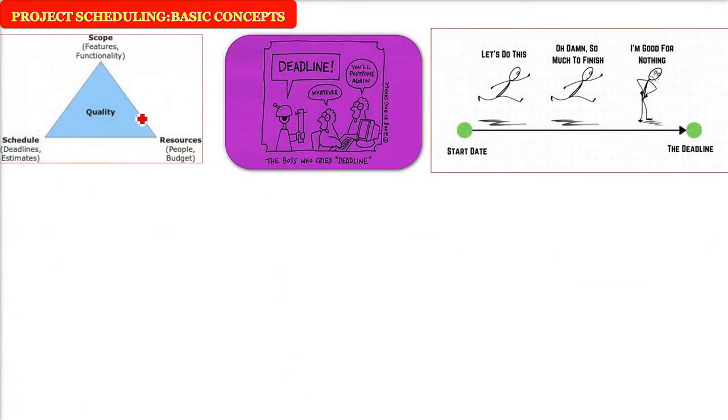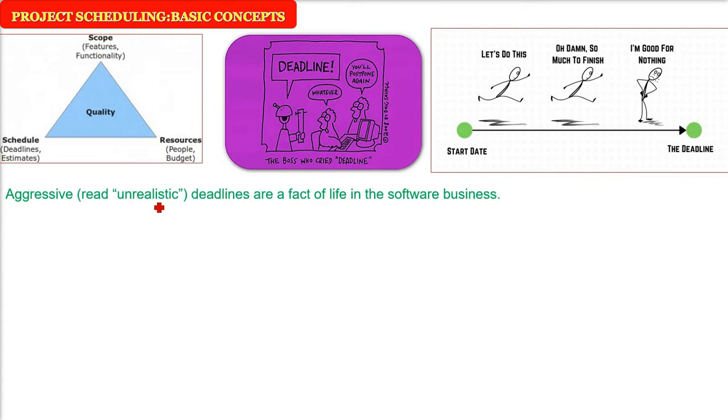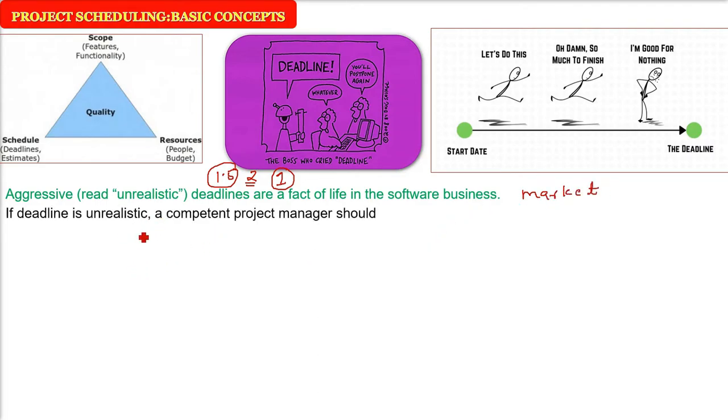In project scheduling, what are the basic concepts? The most important here is the aggressive or unrealistic deadlines. For example, work will take 2 years, and you're just being told, okay, you have to do it in 1 year, or say 1.5 years. These are facts of life in the software field, in the software business. Unrealistic deadlines will be there because everything is guided by the market. If you don't deliver, a competitor may launch his product.